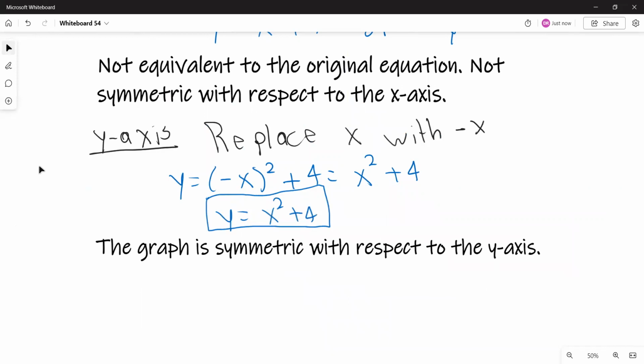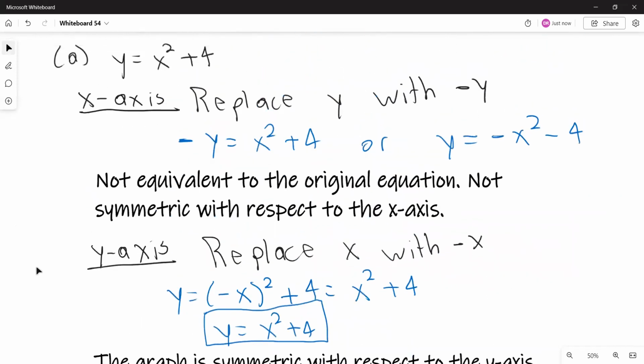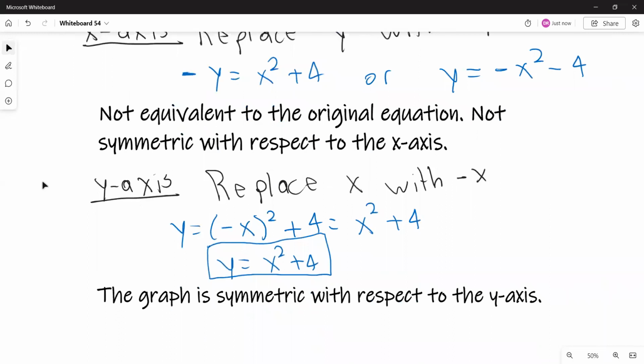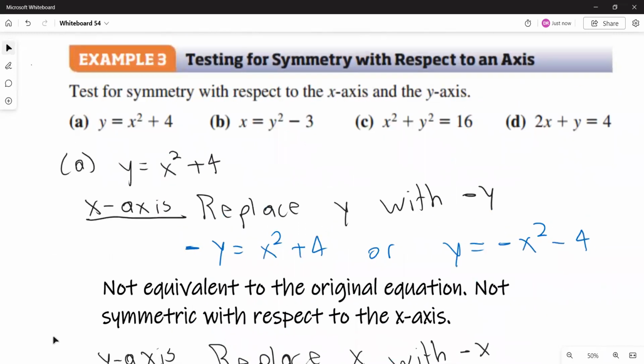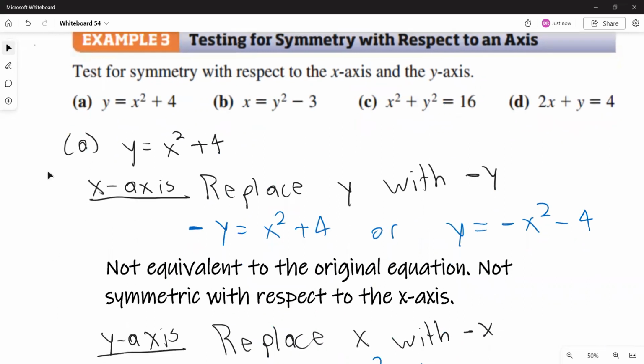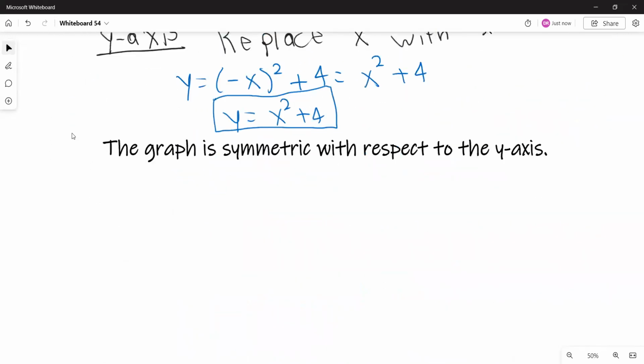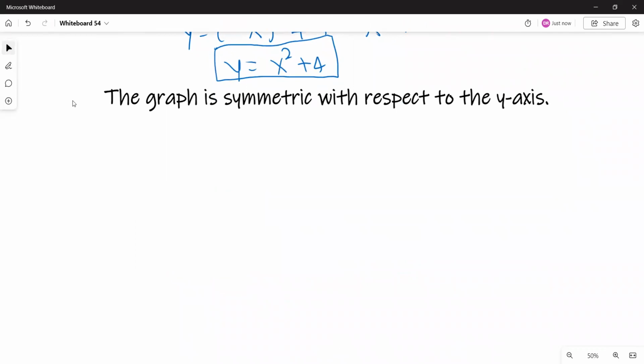Okay, so the first graph was symmetric with respect to the y-axis, but not the x-axis. Number 2, or part B: we're going to test the graph of x equals y squared minus 3 for symmetry with respect to the x-axis and the y-axis. Okay, so this is the equation.